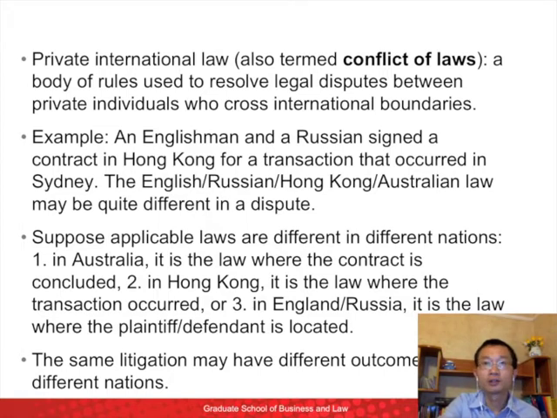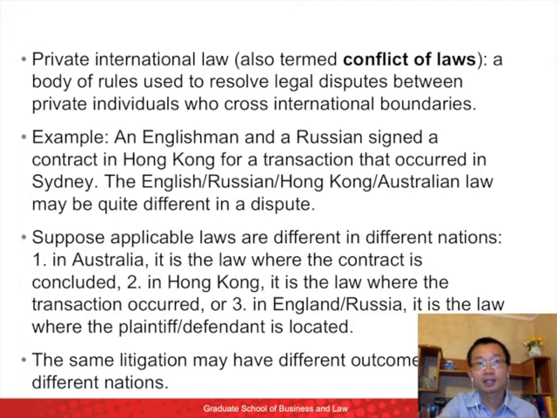According to Russian law, the applicable law is the law of the nation where the transaction occurred. Then Australian law would be the applicable law because the transaction occurred in Australia, in Sydney. Let's suppose in England and Hong Kong, the applicable law may be the law where the plaintiff's or the defendant's place of business is located. Then the English law or Russian law may be applied because of their places of business in the two nation states.